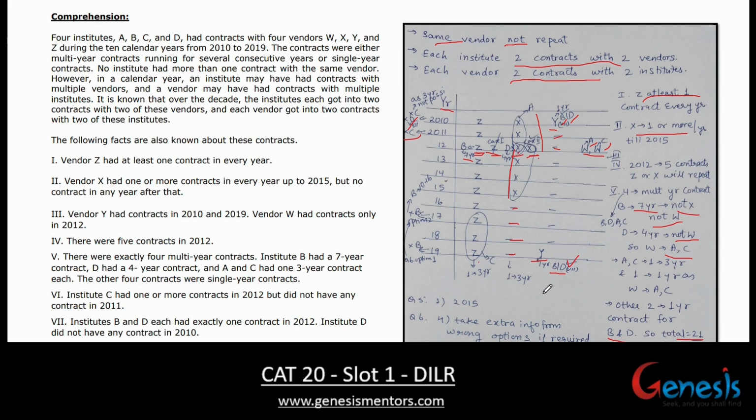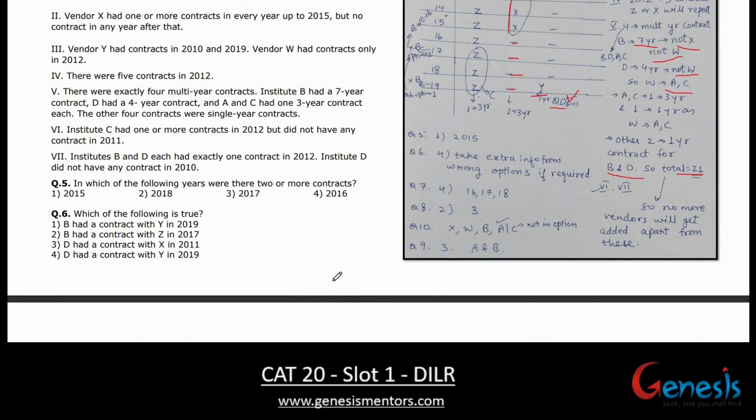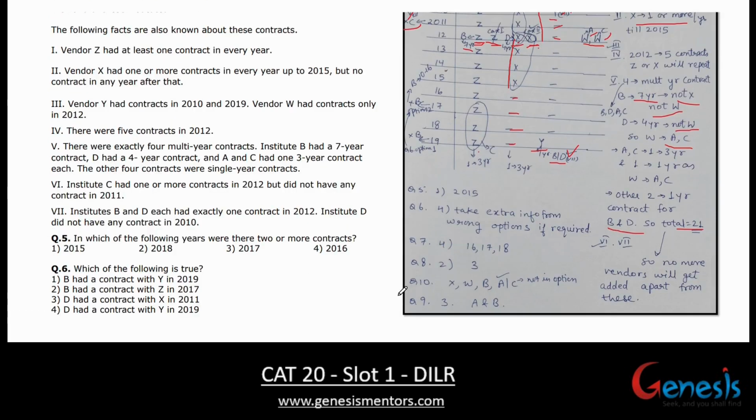Have to find out this information. First we'll see the questions, because some questions are definite, there is a possibility that we can get some extra information from them too. Question number 5: in which of the following years were there 2 or more contracts? So if we talk about 2015, in 2015 there are 2 contracts, so this will be our answer. No need to check other years, but for other years we are sure that there will be less than 2 contracts only, right?